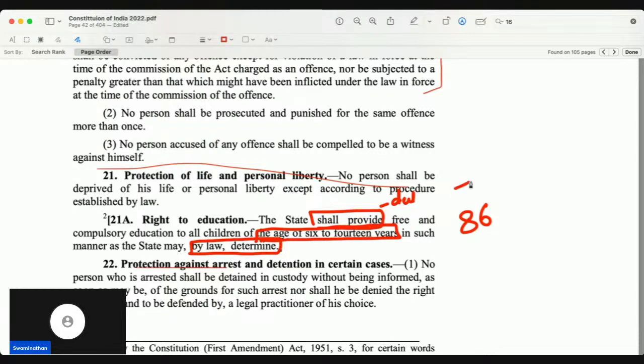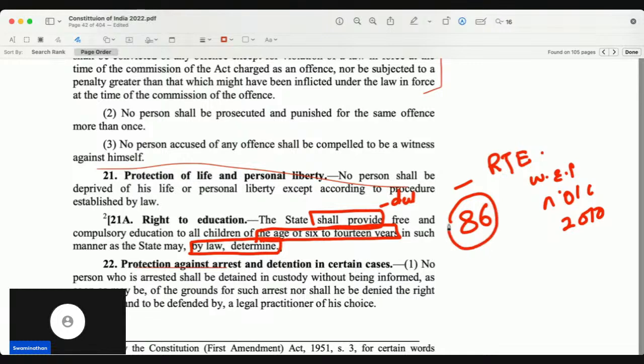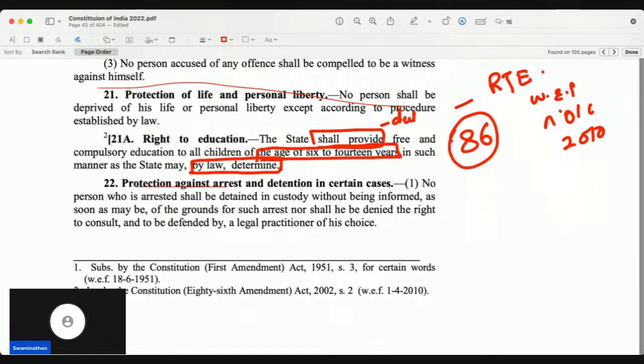In order to give effect to this, the Parliament has enacted the Right to Education Act, and this is in effect from 1st of April 2010. So the Right to Education Act provides for the procedure, the whole gamut under which the right to education under Article 21A is getting implemented. For Article 21A, you should note one important thing: the amendment through which it was inserted was the 86th Amendment Act, and the year is 2002, right?